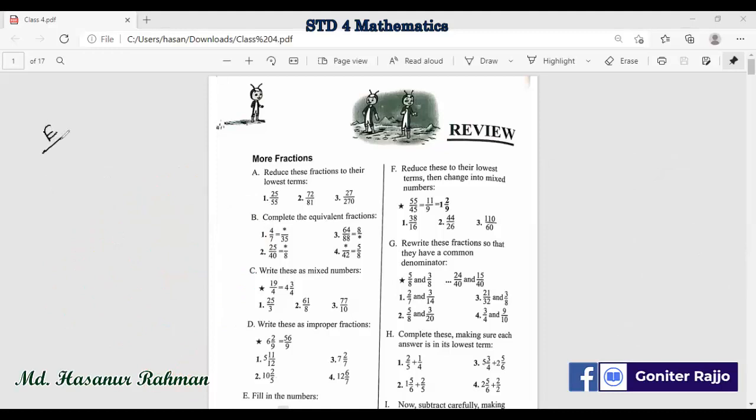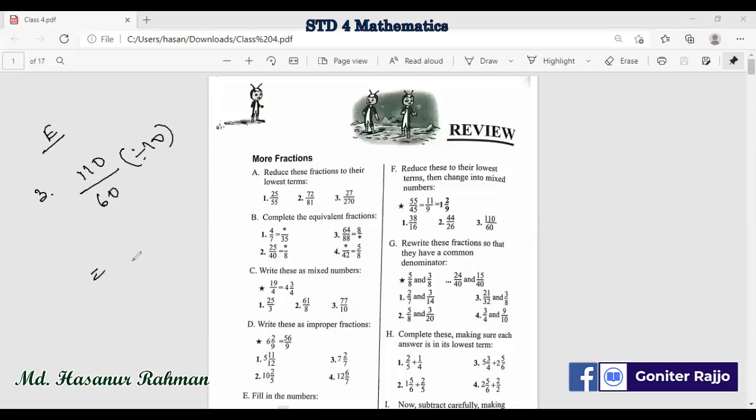Now number 3. Number 3 says 110 divided by 60. So just look at this. Both numerator and denominator have the unit digit 0. Okay. That means we can divide the numerator and denominator both by 10.